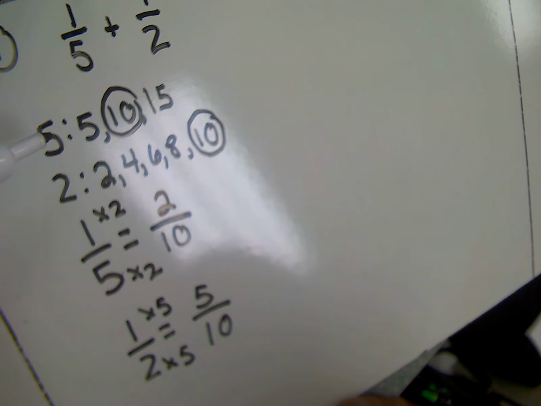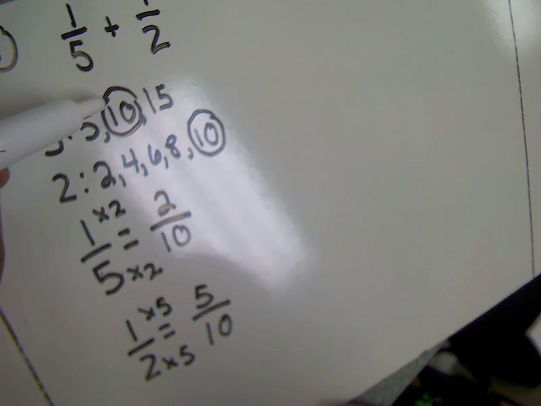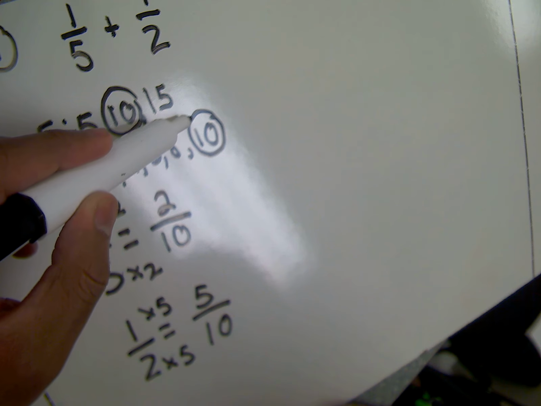Now, if you're not good with your multiplication facts, you can always look up here. When we listed our 5's, we listed out 5 two times, times 1, times 2. For our 2's, we went out 5 times. 1, 2, 3, 4, 5, which is 2 times 5.